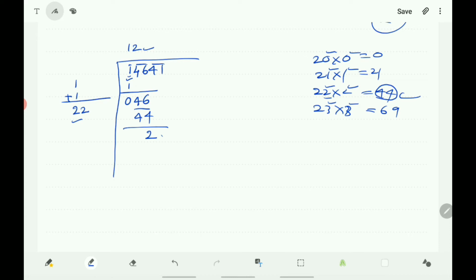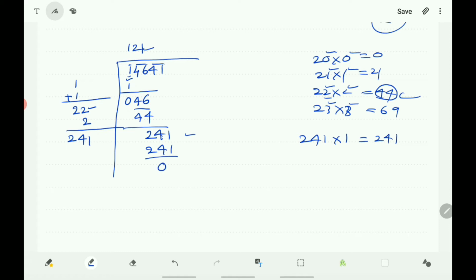Take the next group, 41, down, that becomes 241. Here 2 you have taken, so plus 2 you have to do. So it becomes 24. Again here you must get 241. You know that 24 is already there. So put 1 into 1, it becomes 241. In front of 24 you put 1 and multiply it by 1, you will get 241. So you put 1 here, that is 241. 241 minus 241 is 0.